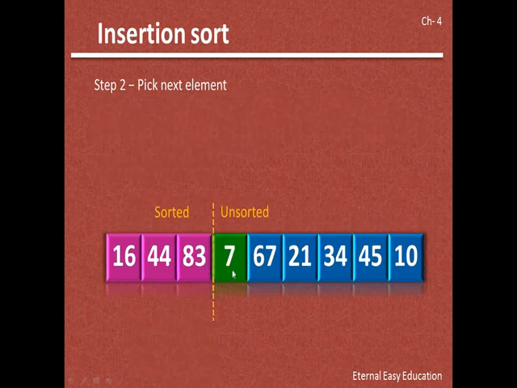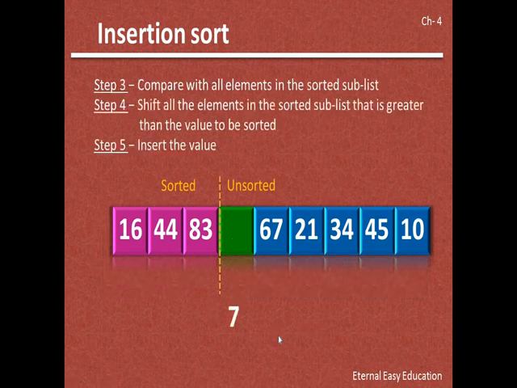So pick the next element, that is 7. Guess what it should do: this 7 should come after 16. It will compare with 83 and 44... Sorry, 7 should come in the first position. See the procedure of how it is moving. So 7 is taken from this position, 83 is moved, 44 is moved, 16 is moved, and 7 is placed in the first position.